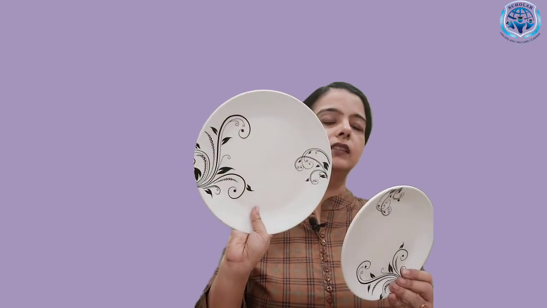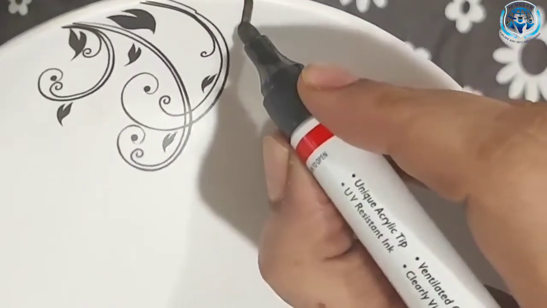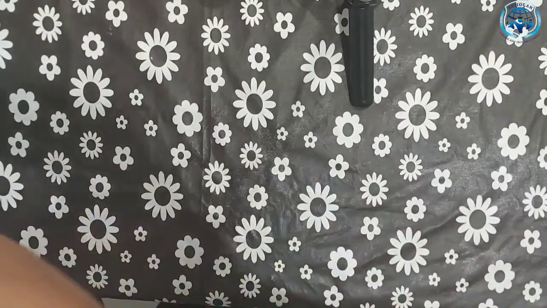This is one quarter plate. This is one full plate. When you rotate this plate on a tabletop, which plate covers both distance in one complete revolution? Which plate will take less number of revolutions to cover the length of the tabletop? Let's find out. First of all, mark the plate on one side. Then roll it on the tabletop.